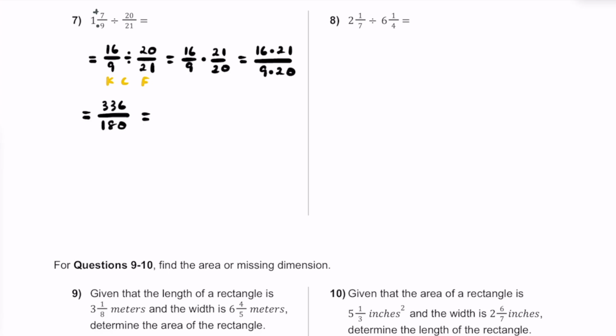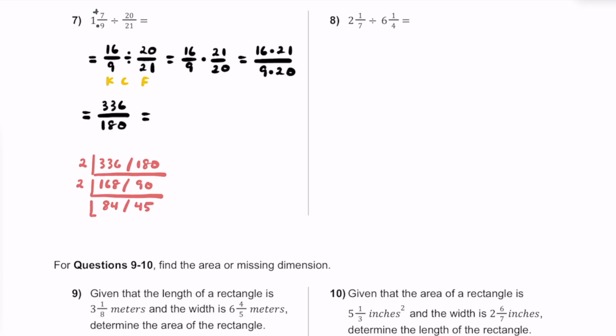Okay, let's see if we can simplify this. 336 and 180 are pretty big numbers, right? So it's good to know our divisibility rules. They're both even, so maybe I'll just start with a nice easy 2. 336 divided by 2 is 168, and 180 divided by 2 is 90. I think we can divide both by 2 again, because they both end in even numbers. So we really should have just divided by 4 a moment ago. I could have used my 4 rule. I just didn't think of it at the moment, but that's okay. 168 divided by 2 is 84, and 90 divided by 2 is 45.